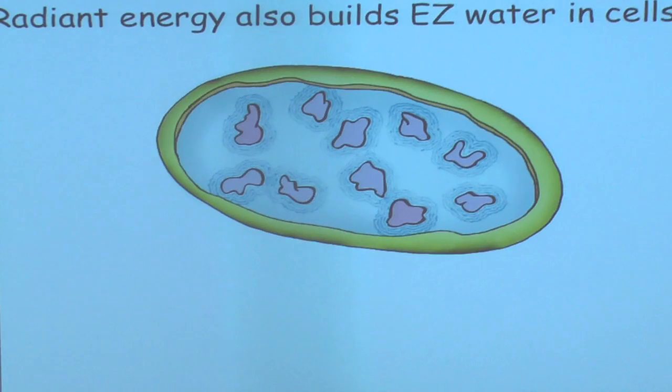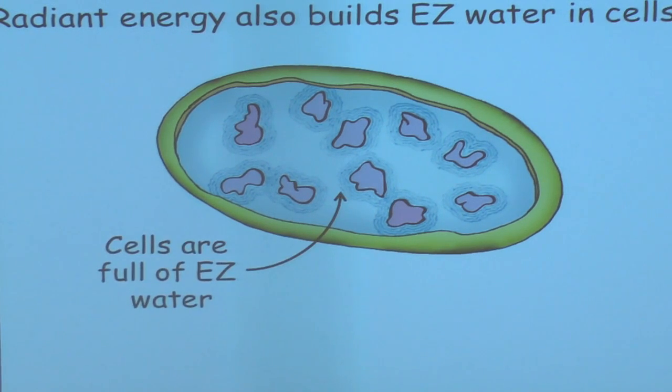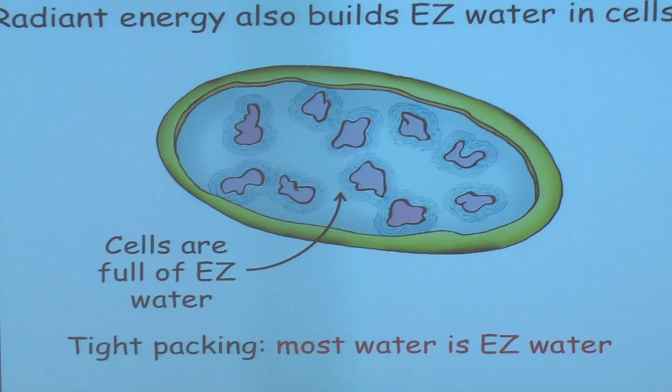We absorb light all the time. So if you think of this even at the cellular level, our cells are absorbing light. So what does the light do? The light builds EZ water in our cells. Our cells are therefore full of EZ water. In fact, the cell is so crowded, so tightly packed, that most of the water in your cells and my cells is actually EZ water, not bulk water. And that's what my previous book was about.